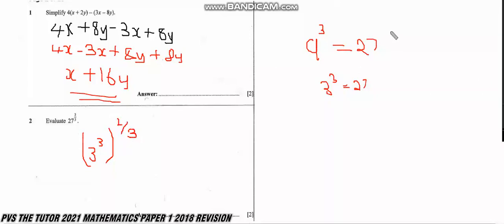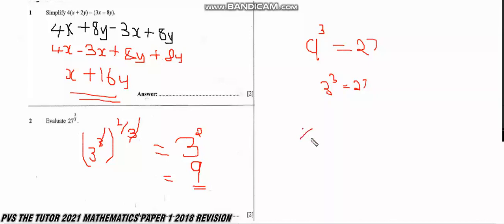Now you need to cancel what is the same. You cancel this, you also cancel that, because they're the same. What you remain with is 3 to the power 2. What is 3 to the power 2? It's 3 times 3, so you get 9 as your final answer.